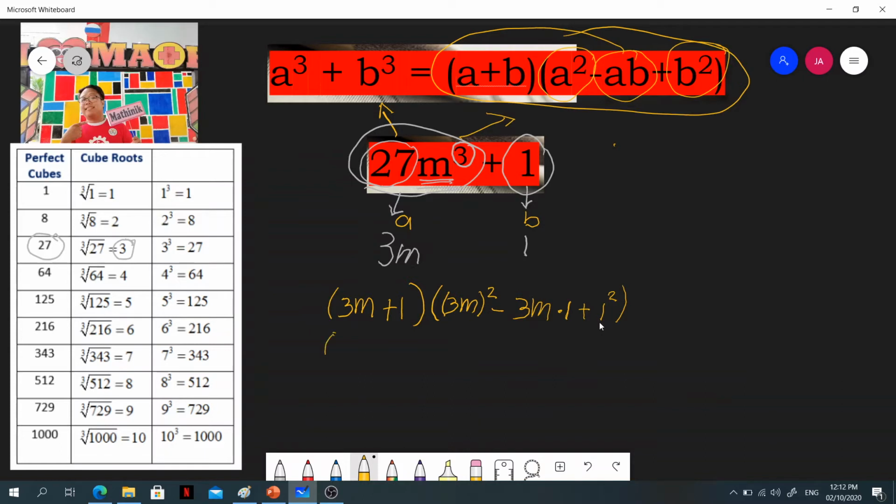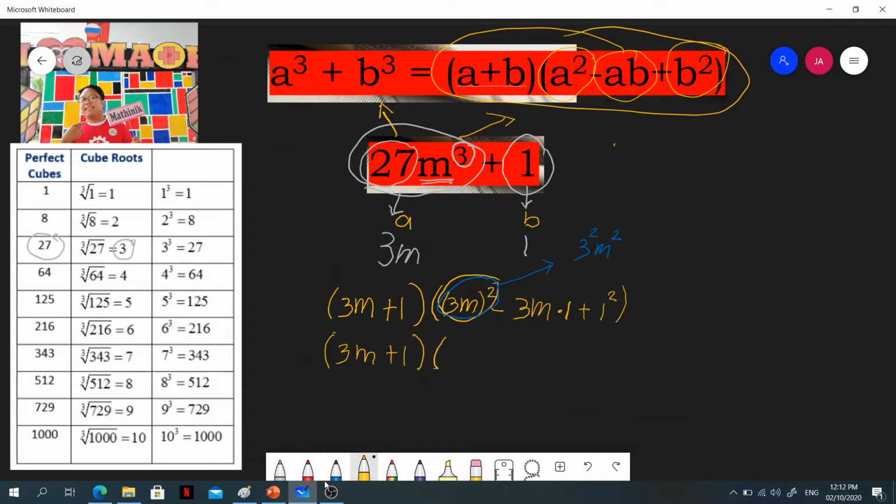Okay, usually, ito namang una, yan talaga ay simplified na. So, kakopya na lang natin: 3m plus 1. Tapos, eto, 3m squared. So, yan, ang magiging itsura niyan, 3m squared, magiging 3 squared m squared. Okay?